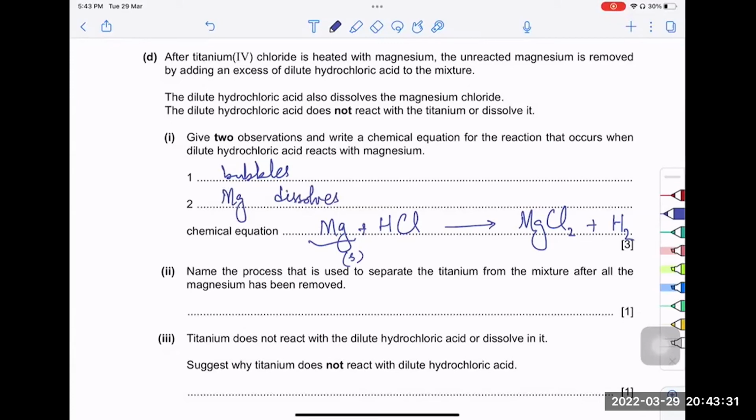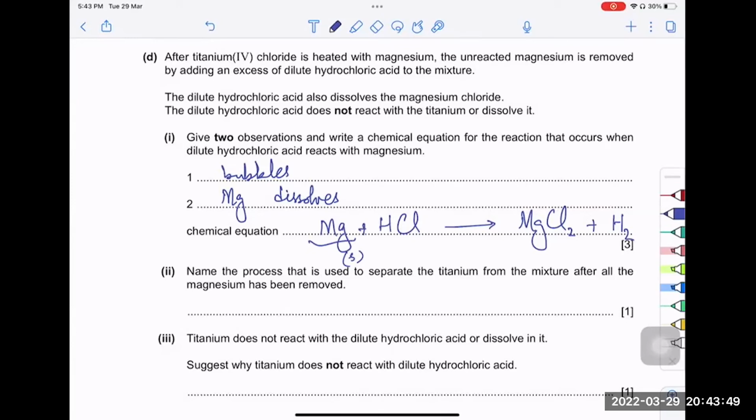Those are the observations. Every time I see gas, that is bubbles. There's a very weird word that they use for bubbles, effervescence. So you can write that as well. Name the process that you use to separate titanium from mixture after all the magnesium has been removed.